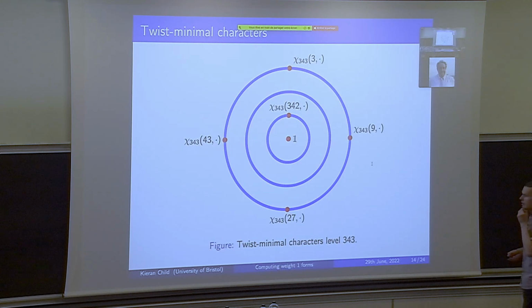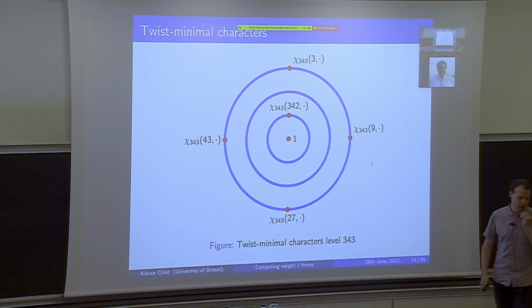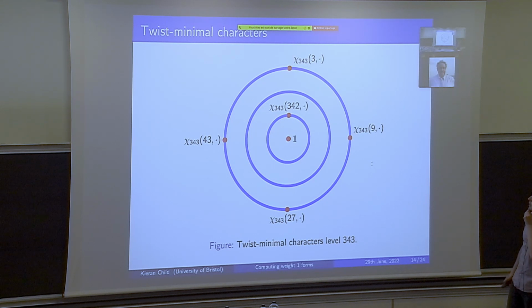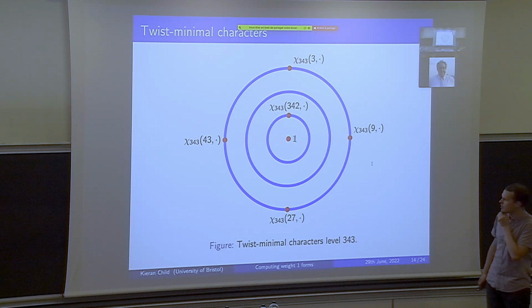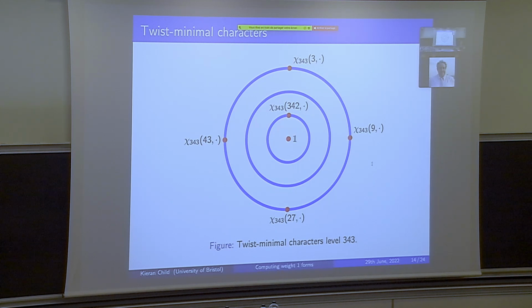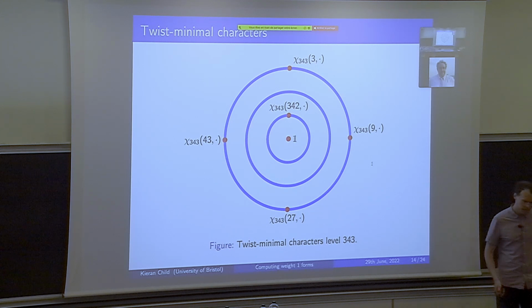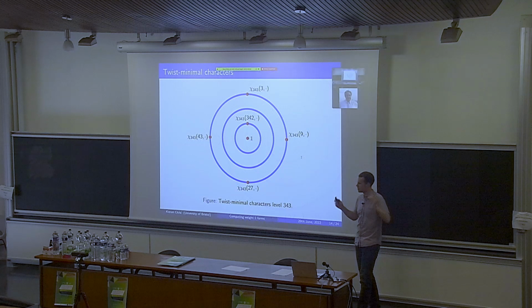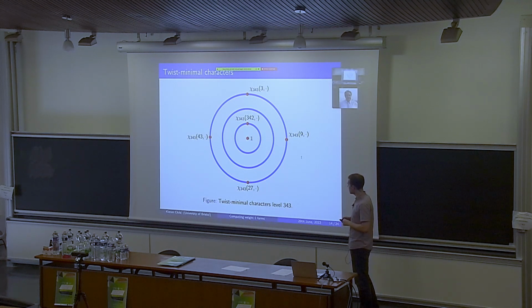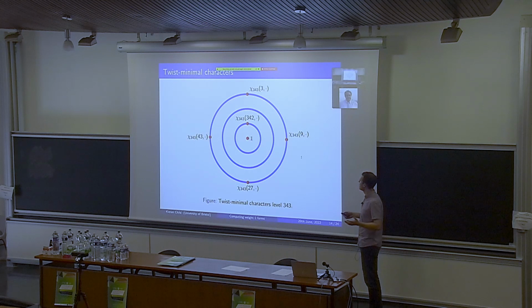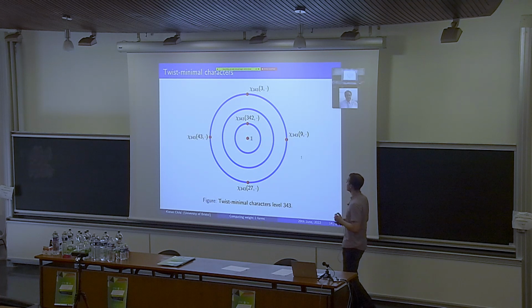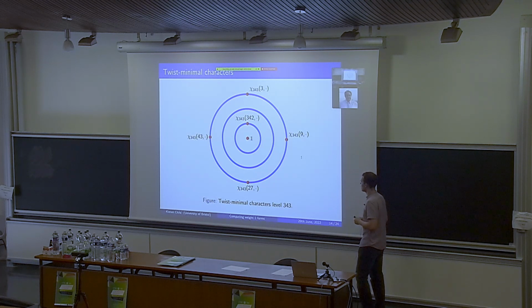Why is that great? Here's an example for level 343, that's 7 cubed. These red dots are the only representatives of twist minimal characters. For this level, we have 200 odd characters, of which we have maybe 12 Galois orbits, but we only need to compute 6 of them, because there's only 6 twist minimal.